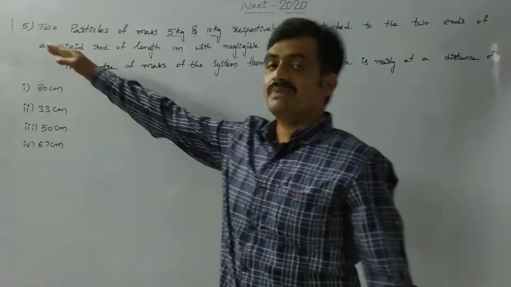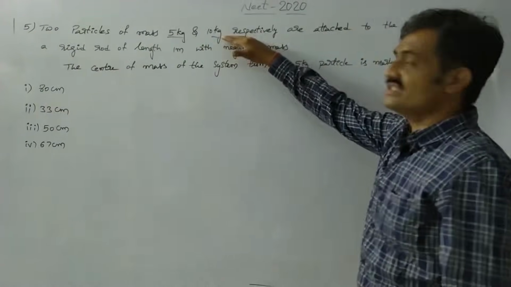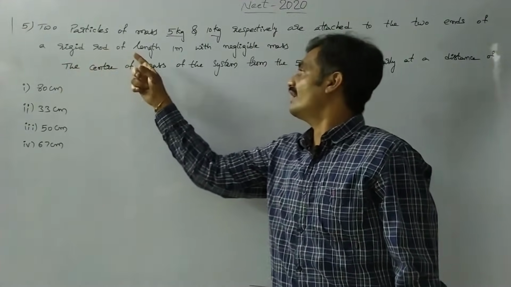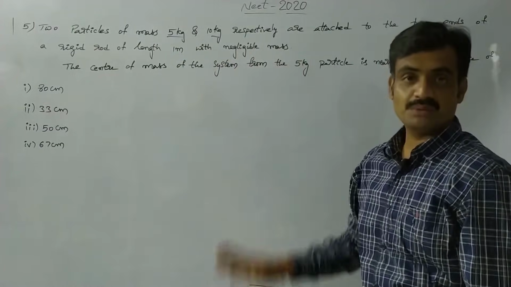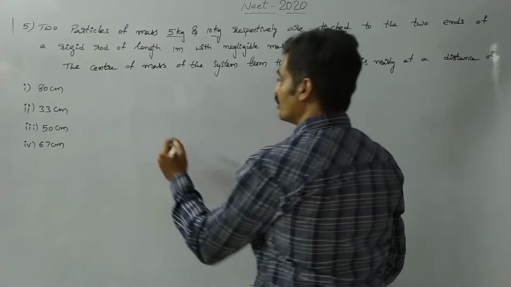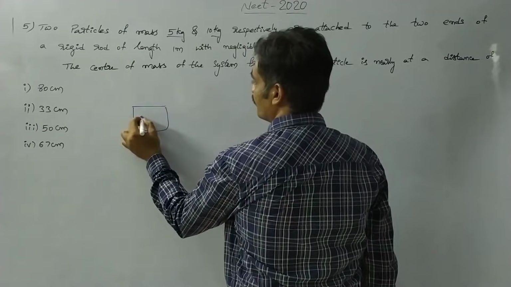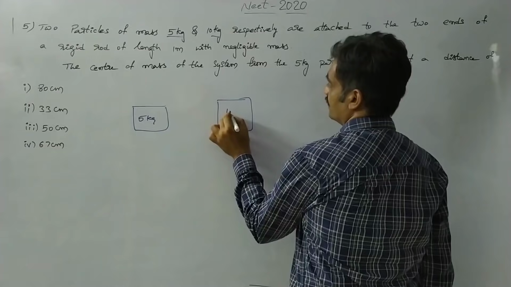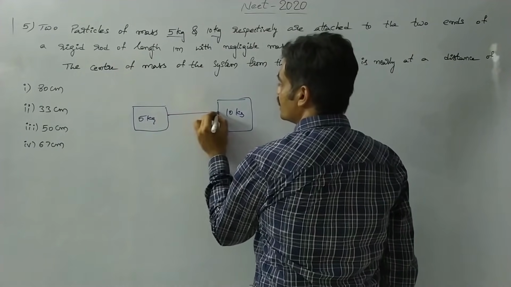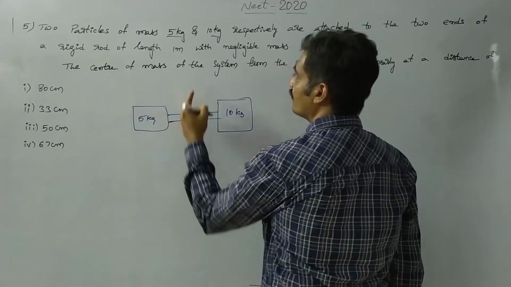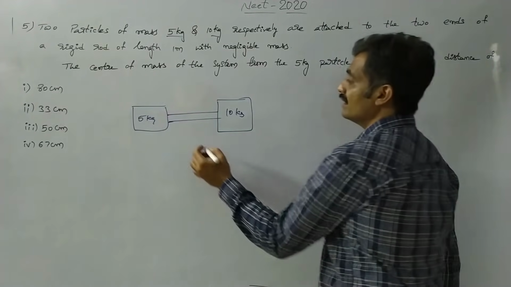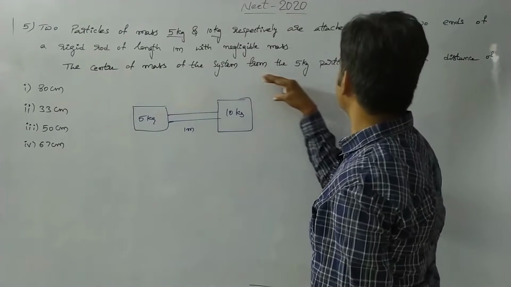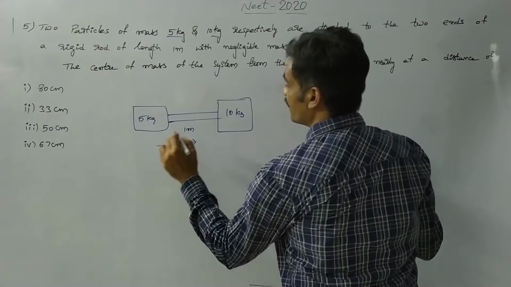The next question is that two particles of mass 5 kg and 10 kg respectively are attached to the two ends of a rigid rod of length 1 meter with negligible mass. So observe that I am going to consider two masses, one of 5 kg and one of 10 kg, which are attached by a rod of negligible mass and length 1 meter. Now we have to find the center of mass of the system from the 5 kg particle.